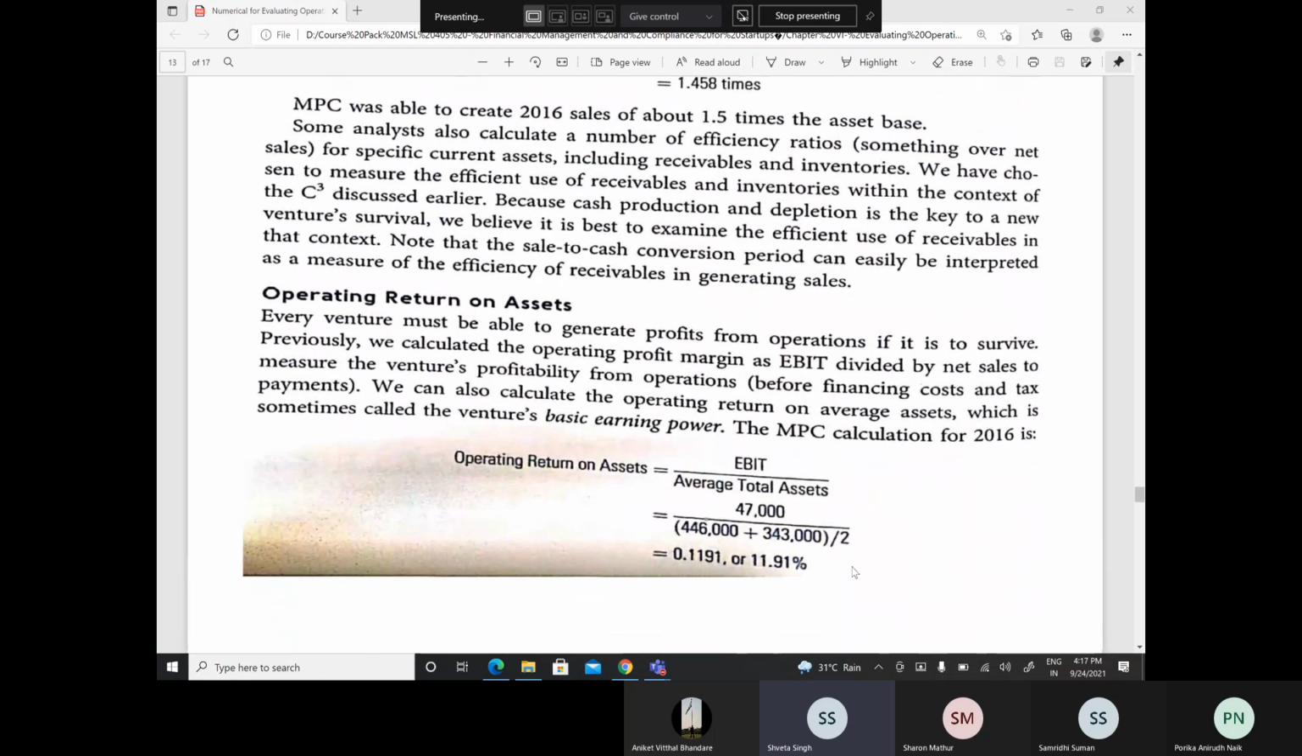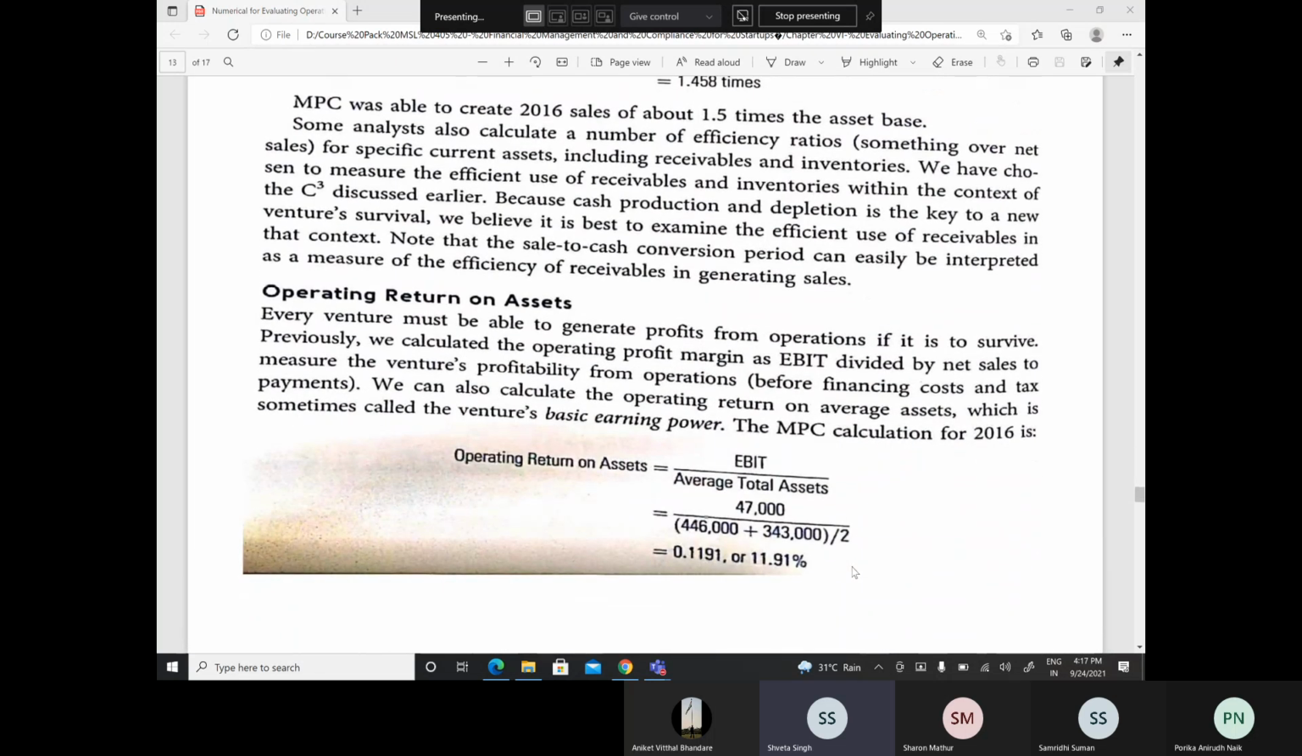Now, some analysts also calculate a number of efficiency ratios, something over net sales for specific current assets, including receivables and inventories. We have chosen to measure the efficient use of receivables and inventories within the context of the C3 discussed earlier. Because cash production and depletion is the key to a new venture's survival, we believe it is best to examine the efficient use of receivables in that context. Note that the sale to cash conversion period can easily be interpreted as a measure of the efficiency of receivables in generating sales.